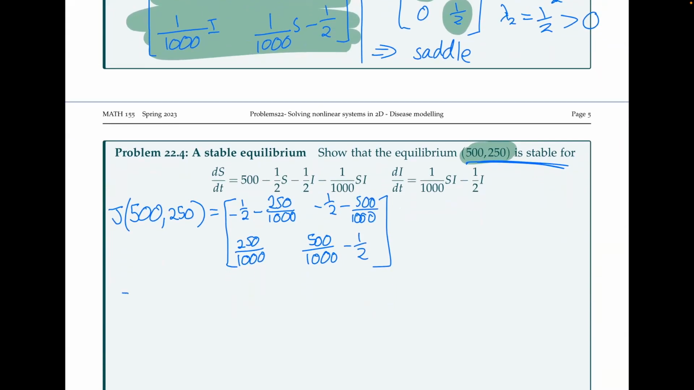Okay, so top left, we're going to have minus a half minus a quarter. So it's going to be minus 3/4. The top right, we're going to have minus a half minus a half. So it's going to be minus 1. The bottom left, we have 250 over 1,000, which is a quarter. And in the bottom right, we're going to have a half minus a half, so it's going to be 0.